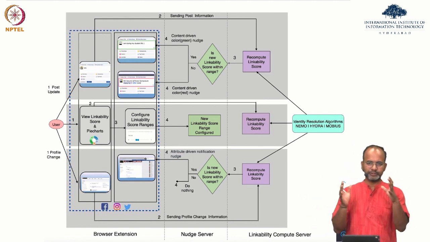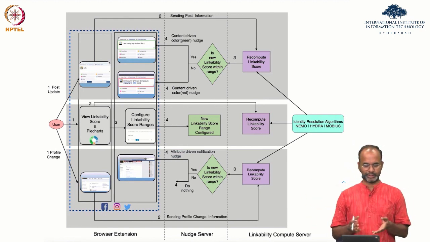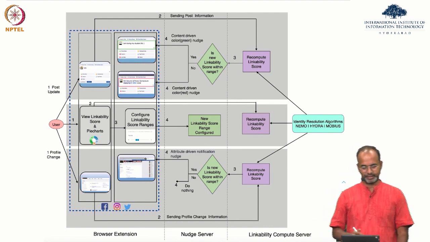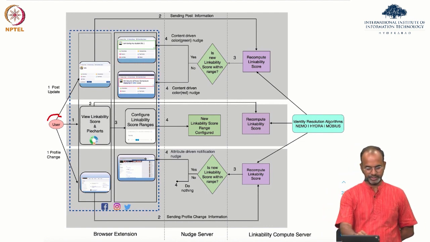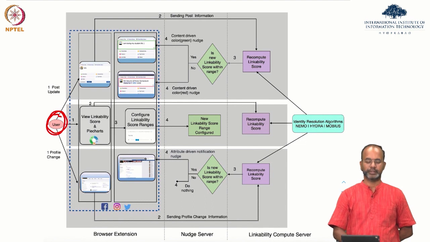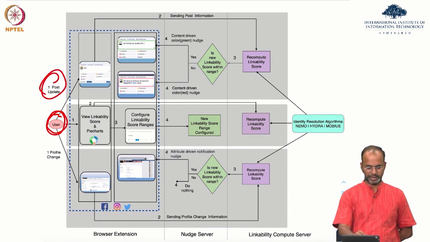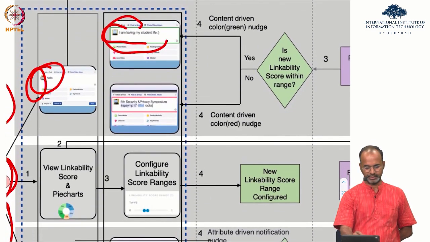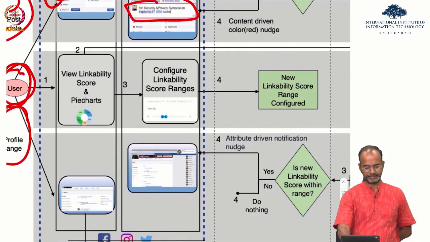If you put all of this together into one diagram, this is how it'll look. I'll also walk you through what the diagram is and how it can be done. So here is a user. The user is trying to make a post or an update, a profile change. So an update is being done, a post is made. It's the same post that I showed you earlier. If it's green, it is different. If it's red, it is the same. That's the post side.